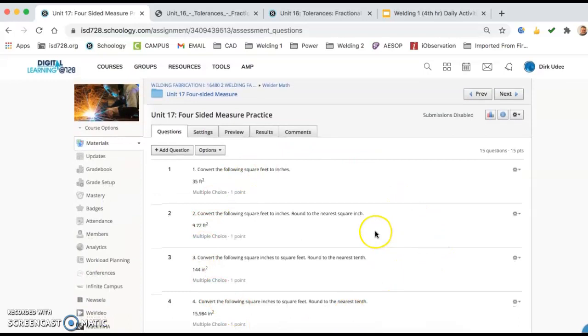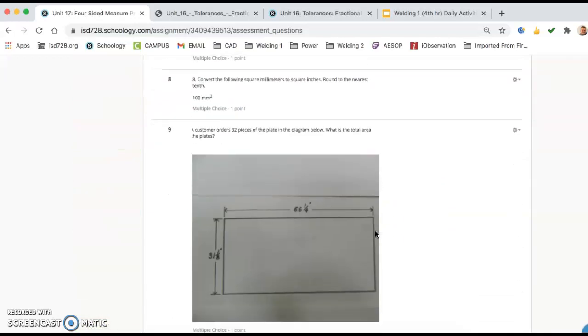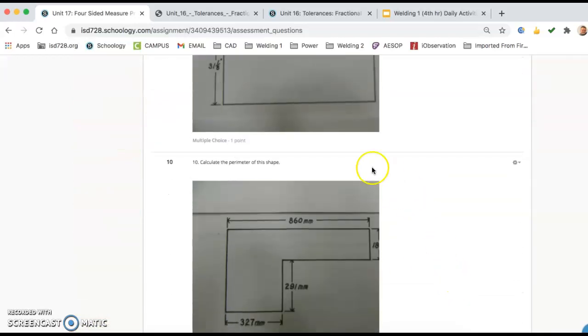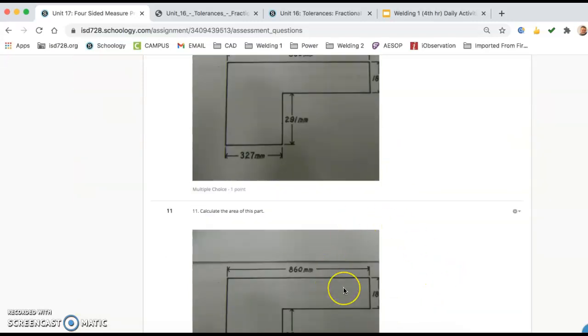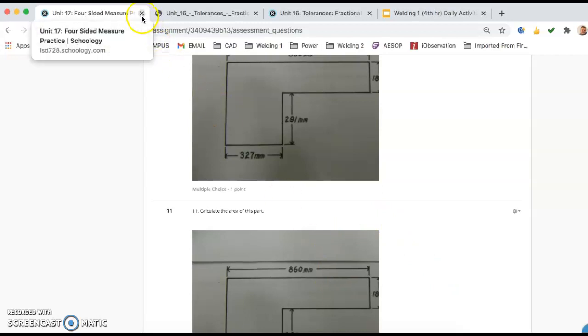All of the conversion charts and all of the formulas that you need for these different shapes are in that PDF packet that I just showed you. Again, this assignment is due tonight by 11:59 p.m.